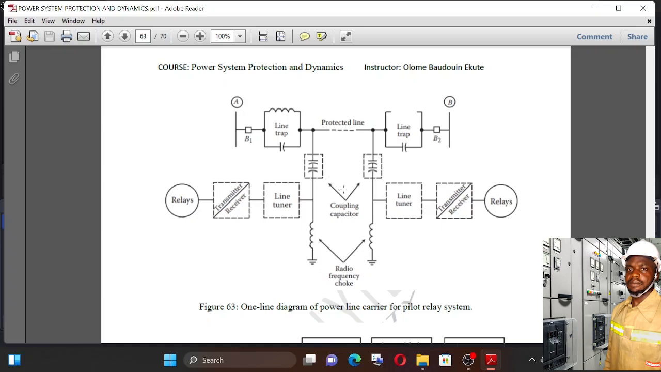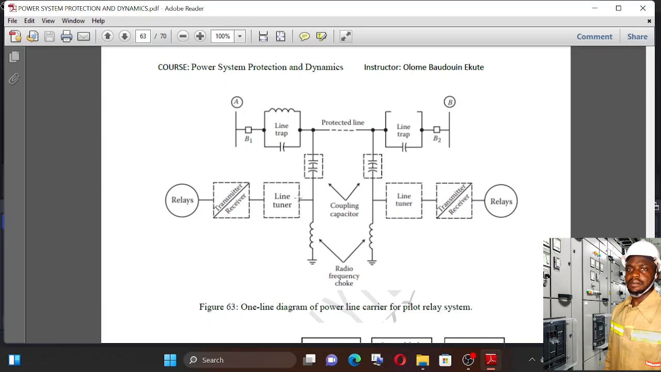Okay, then we have these coupling capacitors as well. These coupling capacitors can be used also for voltage measurements, and not only that, they are also used in tuning of the line frequencies, because we have this radio frequency choke. The radio frequency choke here permits to set a low impedance for the power frequency, and a high impedance for the carrier frequency, right?